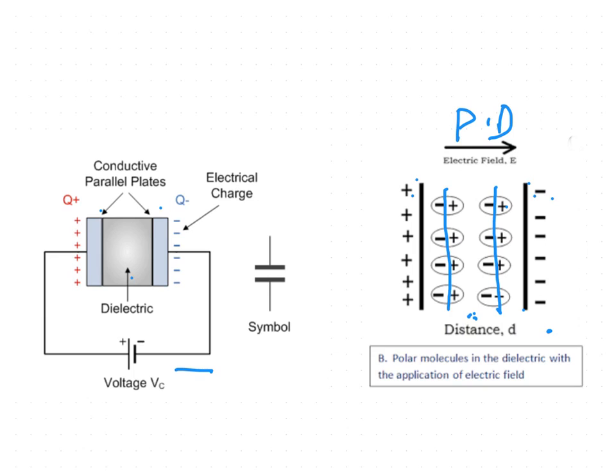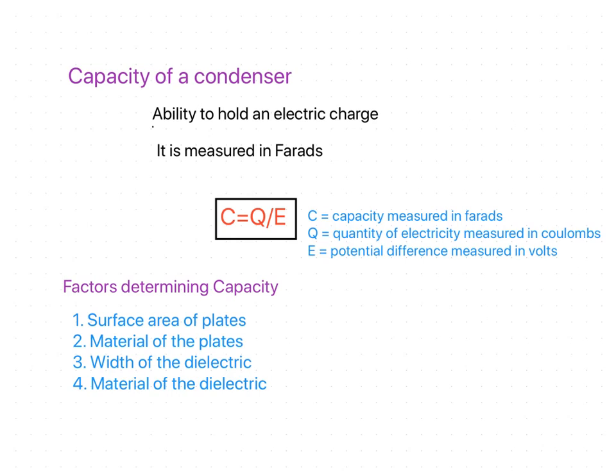Okay, so this potential difference is directly proportional to the quantity of electricity with which it is charged, and inversely proportional to the capacity of the condenser. So if you want to calculate the capacity of a condenser, what do you mean by the capacity of a condenser? Here you should know the ability to hold an electric charge is called the capacity of a condenser, and it is measured in farads.